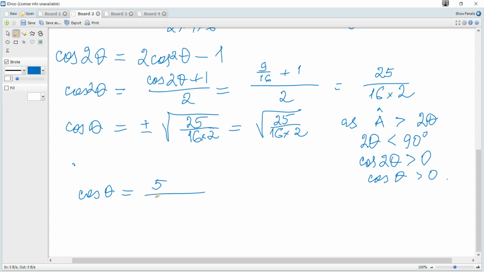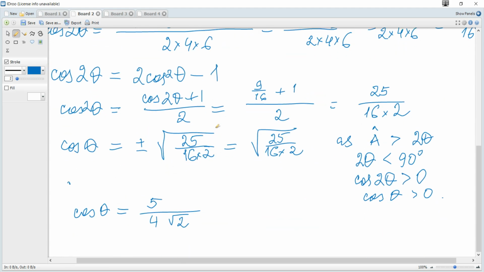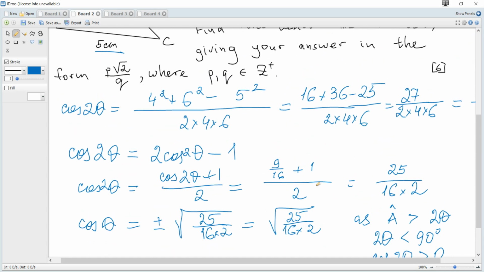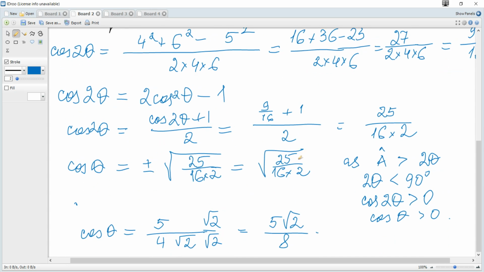divided by root of 16, which is 4, and there is a root 2 in the denominator, but we need it in such a form that root 2 is in the numerator, so we multiply the numerator and the denominator by root 2 to get 5 root 2 over 4 times 2, which is 8. So that's the required value of cosine of theta. And that's all for this question.